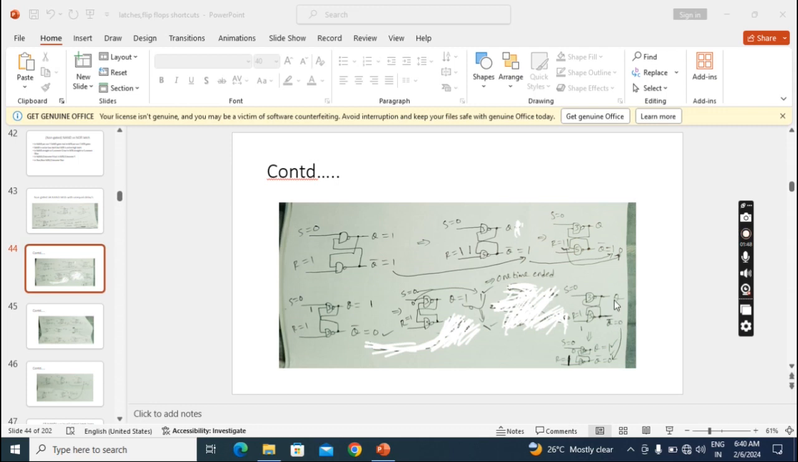Okay, this 1 I fed back here, so I am getting 0. Again this 0 I will feed back to this. I am getting 1. So it is maintaining stable. This will be the final output. When I apply S0 R1, I am getting Q1 Q bar 0.